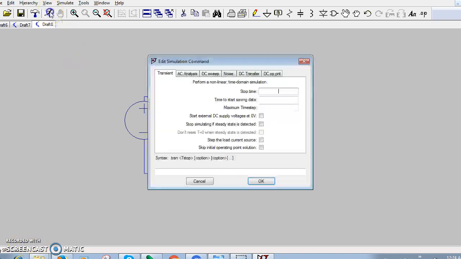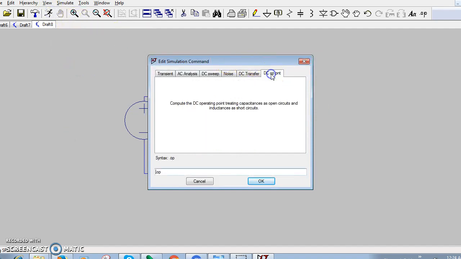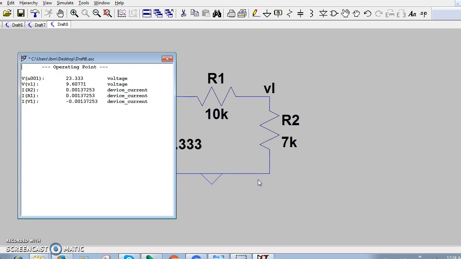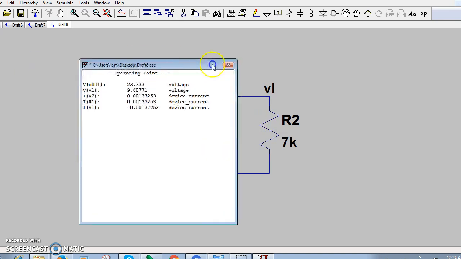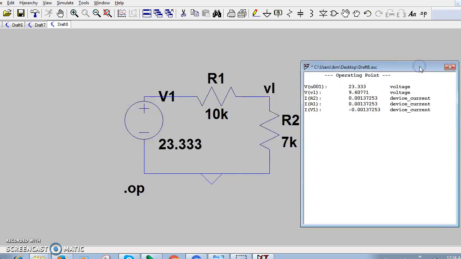And now let's simulate the circuit in DC operating point analysis. Okay, so yeah, VL is nothing but 9.60711 volts, and current through R2 is 1.3 milliamperes. Yeah, so it's 1.3 milliamperes. So this is the information about the Thevenin equivalent, and hence now try in the original circuit.